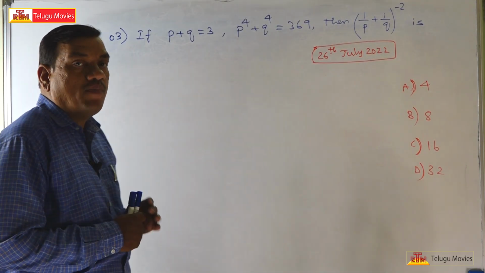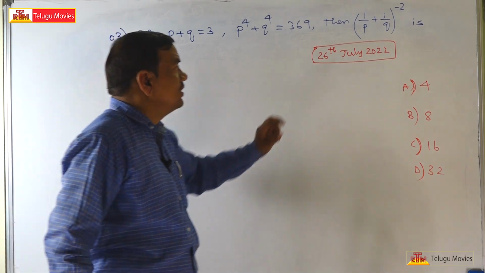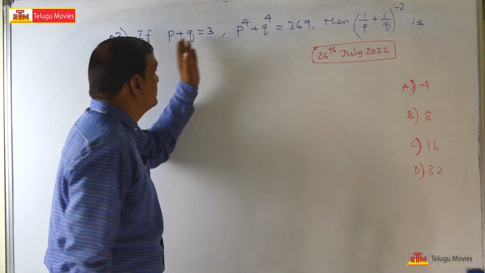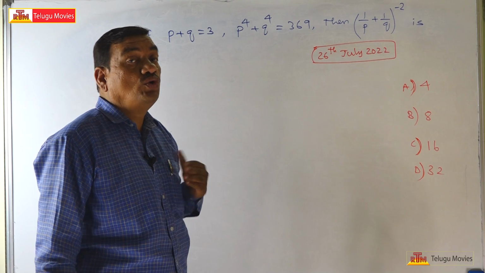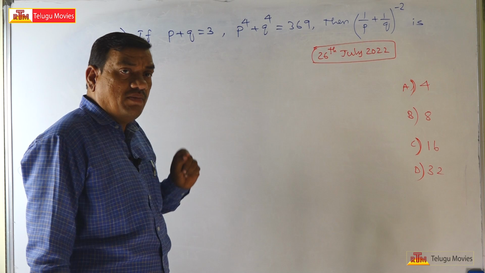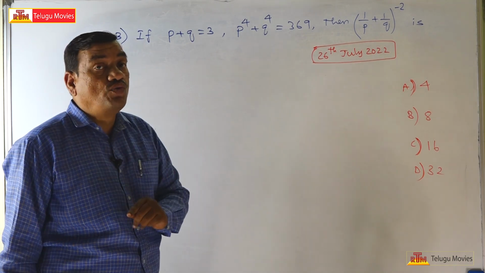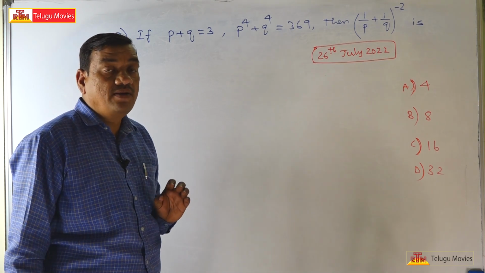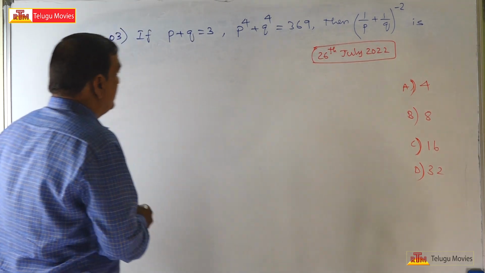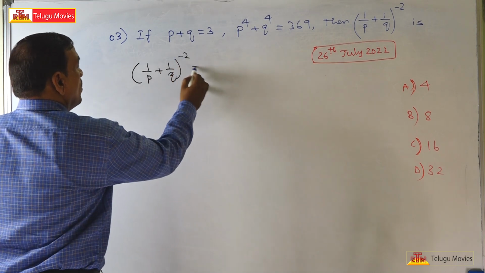Whenever such types of problems are given, students think immediately that we have to find the p value and q value. There are two equations and two unknowns, therefore we have to find p and q. But remember that in some problems there is no need of finding p value and q value separately. Why? See the problem, what you have to find out: (1 by p plus 1 by q) whole power minus 2.